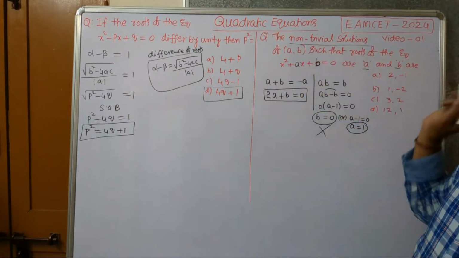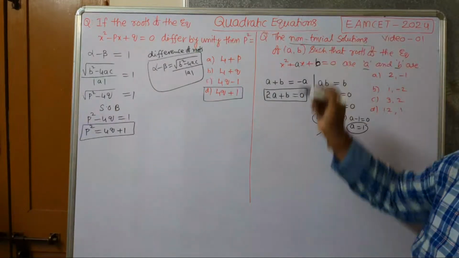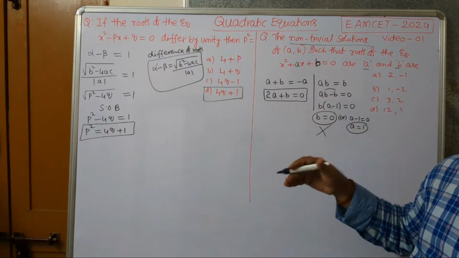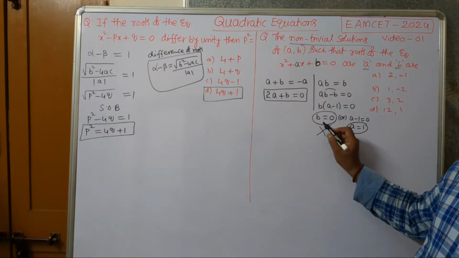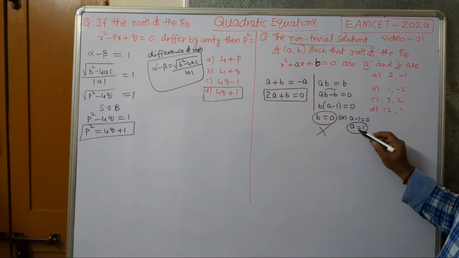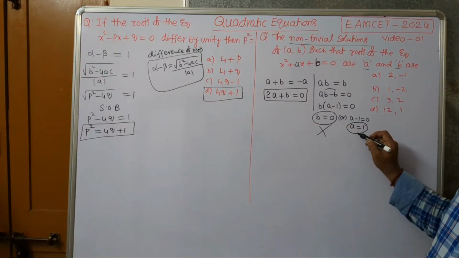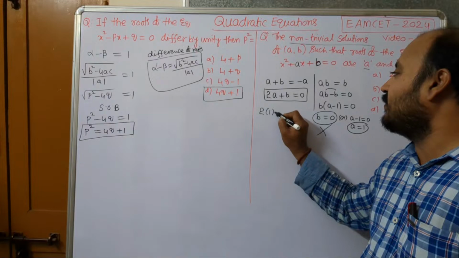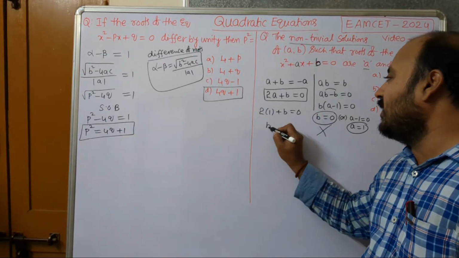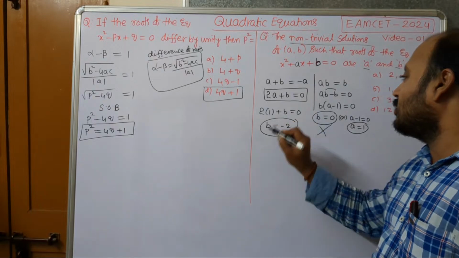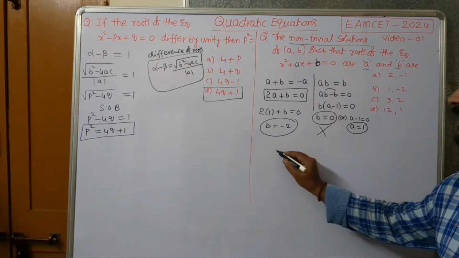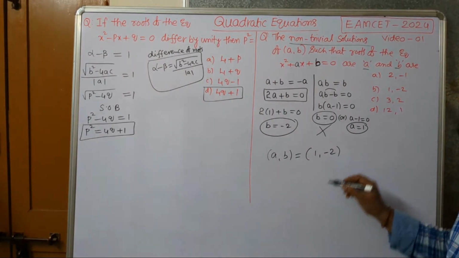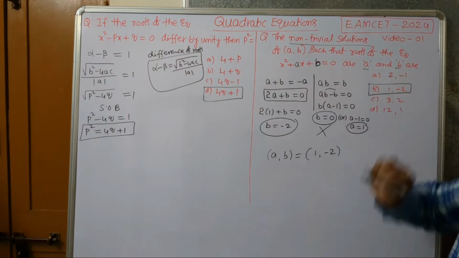So why is it not possible? They are saying non-trivial values of a comma b. Non-trivial means it should not be equal to 0. Some values of a and b come, not 0. So b is not 0 means obviously a minus 1 goes to be 0. a is equal to 1. Substitute in this: 2 into 1 plus b is equal to 0. So b is equal to minus 2. So the values of a comma b are 1 comma minus 2.